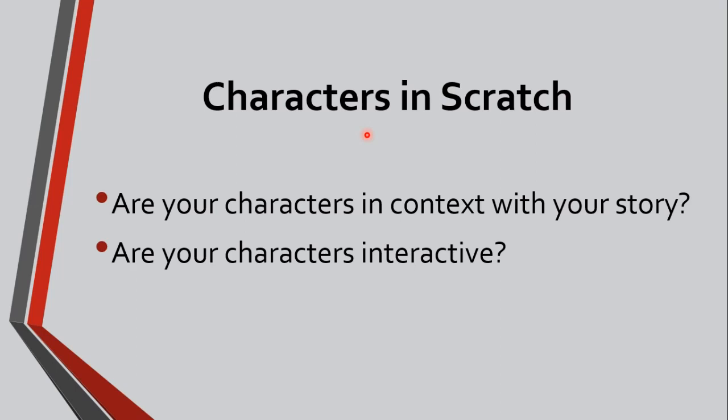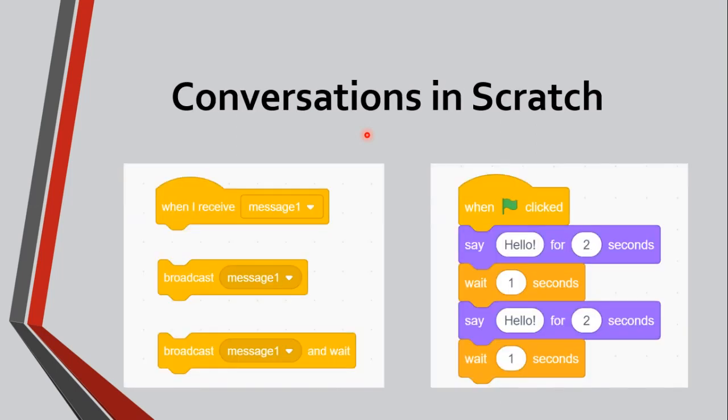Apart from characters, when we're coding stories in Scratch, there are two things we look into when making the conversation, because a story is about conversing. So in Scratch, there are two ways you can make conversations. One of them is by using the broadcast message, or using messages to communicate. The other one, we can use events and then looks blocks, the blue ones, and also a control known as wait, as you can see here.